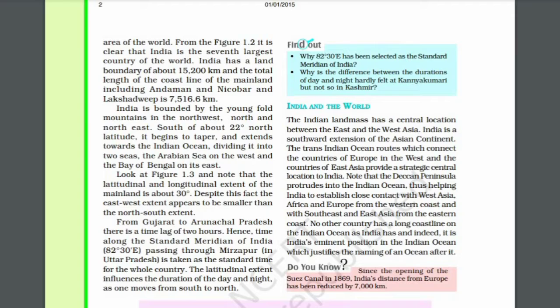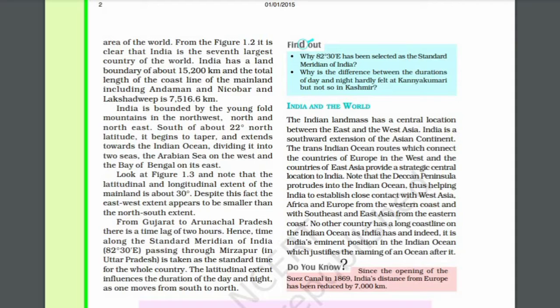India and the world. The Indian landmass has a central location between the East and the West Asia. That is, the land that makes up India is located at the center of the East and West Asia, in the center of the Asian continent. India is a southward extension of the Asian continent. The Trans-Indian Ocean routes, which connect the countries of Europe in the west and the countries of East Asia, provide a strategic central location to India.